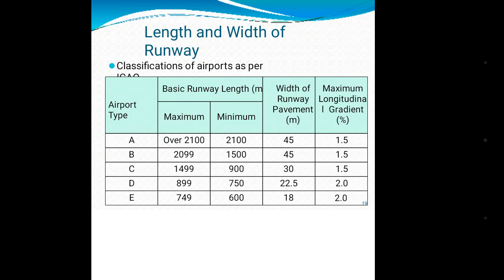For D category, runway length maximum is 900 meters, minimum is 750 meters, width of the runway is 22.5 meters, and gradient is 2%. For E category, E class airports, maximum runway length is 750 meters, minimum is 600 meters, width of the runway is 18 meters, and gradient is 2%.